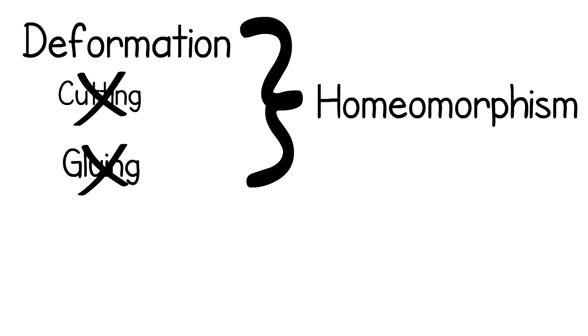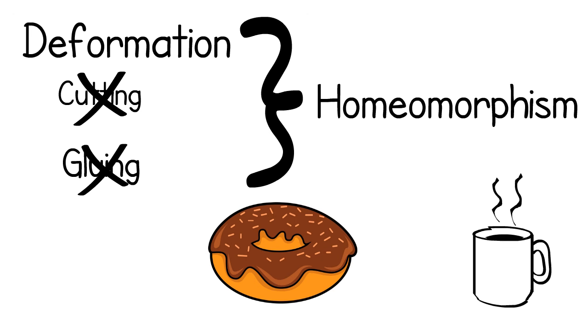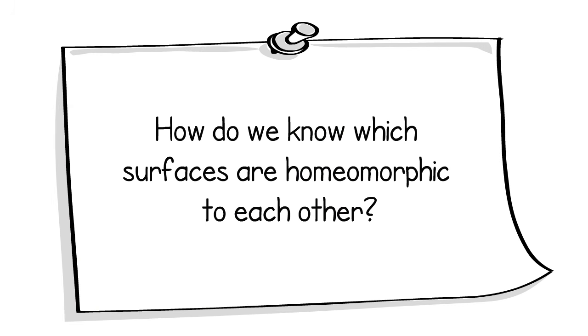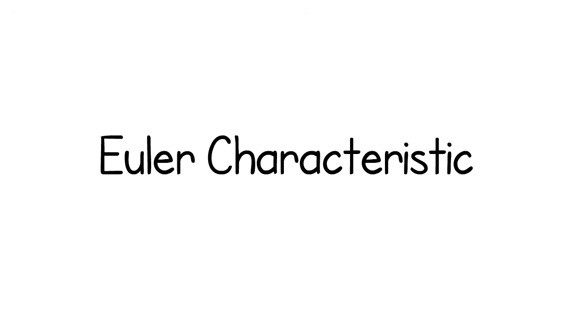This special type of deformation, in which we're not allowed to cut or glue any part of the initial surface, is called homeomorphism. If two surfaces are linked by homeomorphism, then they're homeomorphic, and in the field of topology, they're regarded to be identical. A question that comes up is, how do we know which surfaces are homeomorphic to each other? Let me introduce the Euler Characteristic.